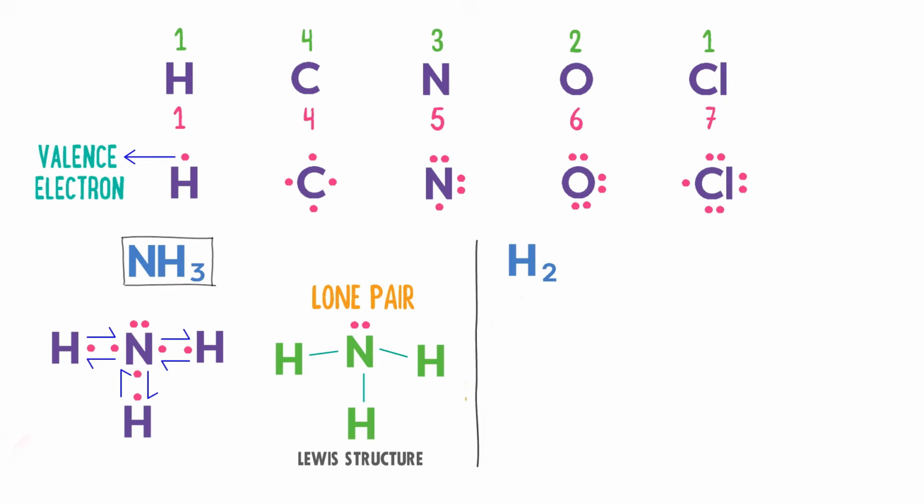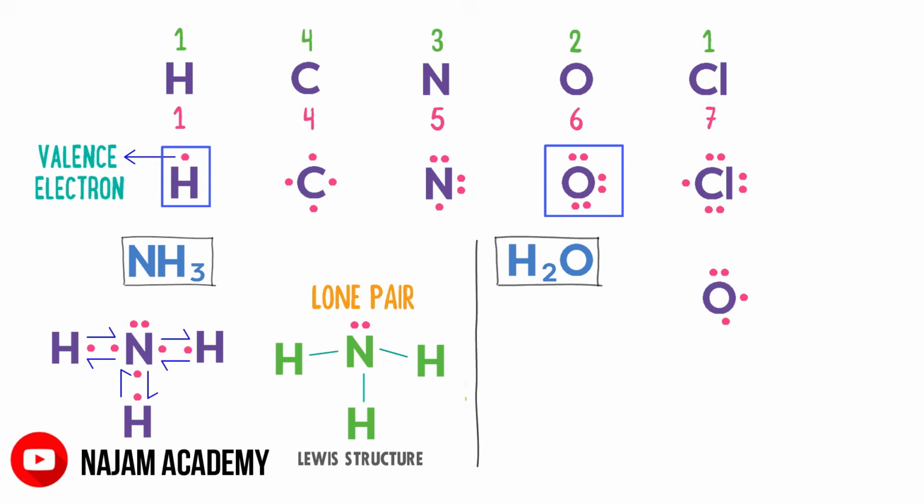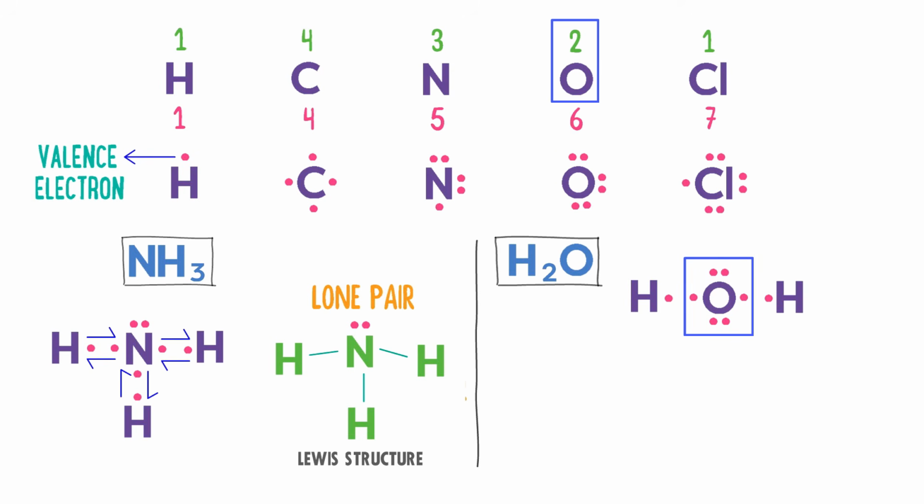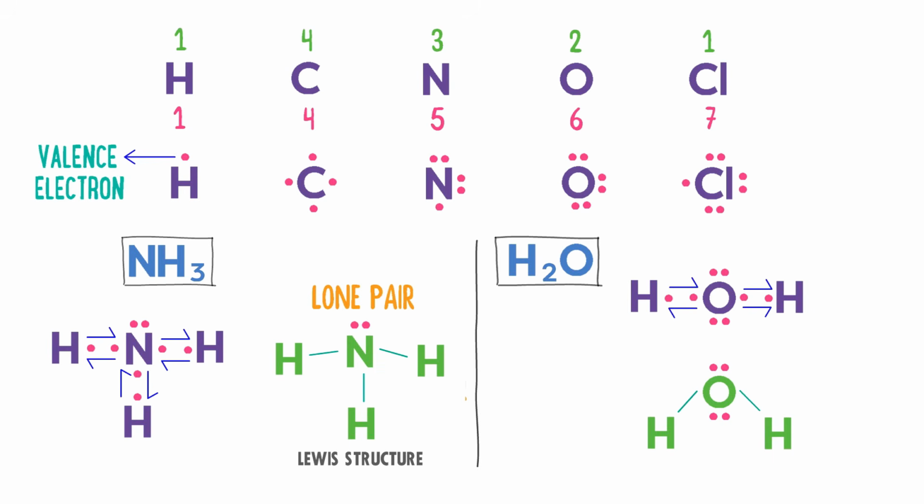Finally, consider H2O. I take 1 atom of oxygen and 2 atoms of hydrogen. We know that oxygen needs 2 more electrons to complete its octet rule, and hydrogen atoms need 1 electron each to complete their duplet rule. Thus, the oxygen atom shares its 2 electrons with the hydrogen atoms, and each hydrogen atom shares 1 electron with the oxygen atom, and we get this structure. There are 2 lone pairs present on the oxygen atom. Thus, this is the Lewis structure of H2O.